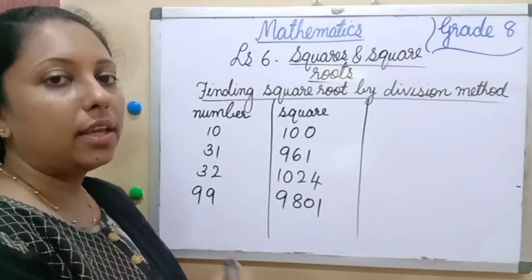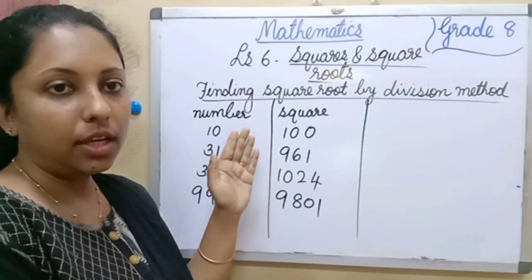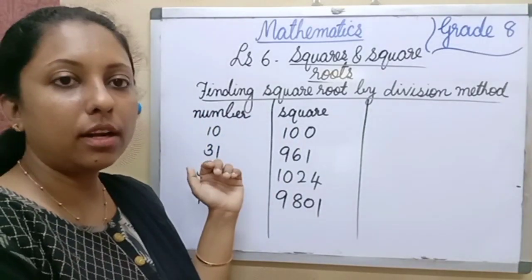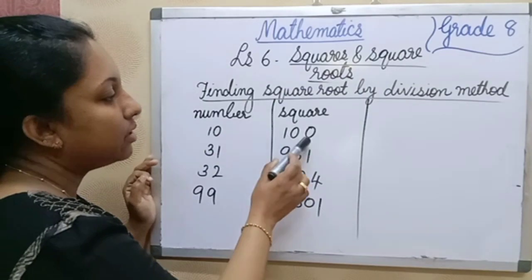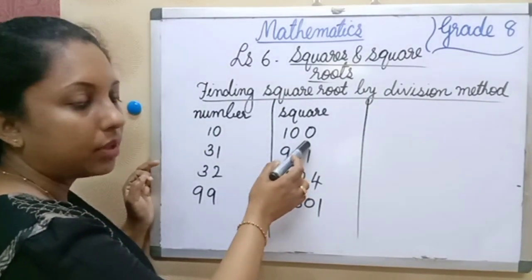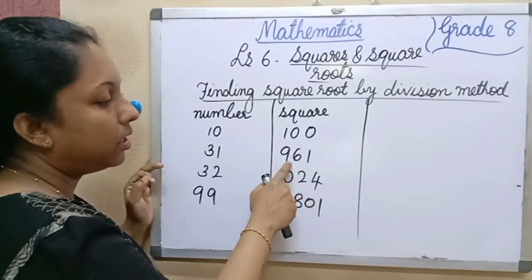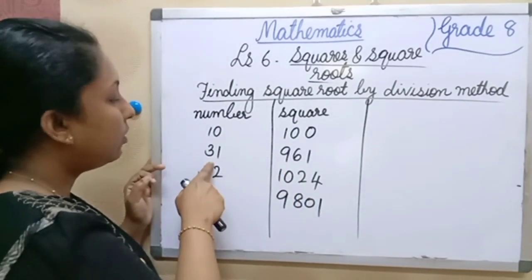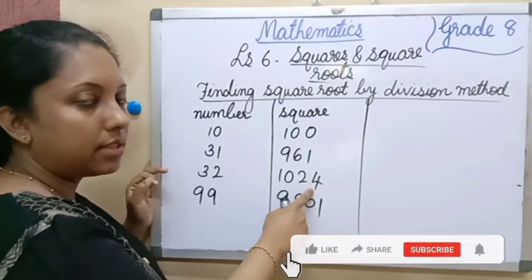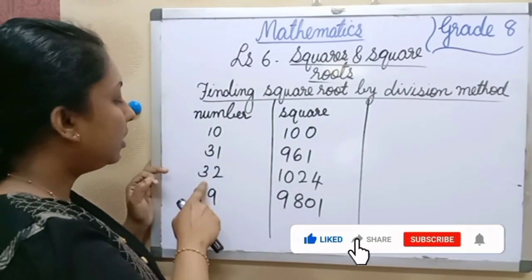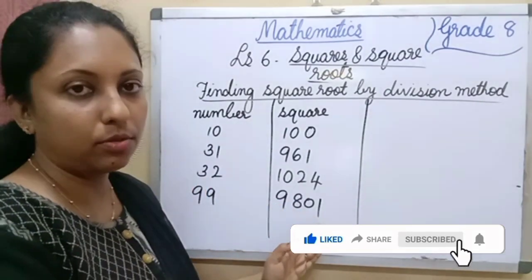Now, how can we find the number of digits in the square root of a perfect square? See here, the perfect square has 3 digits and the square root has 2 digits. Here also the perfect square has 3 digits and the square root has only 2 digits. Then here there are 4 digits in the perfect square, but the square root has 2. The same way for this number also.